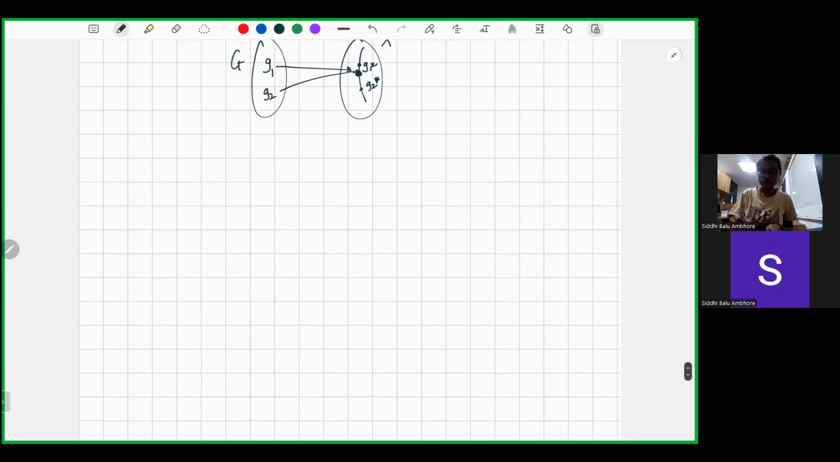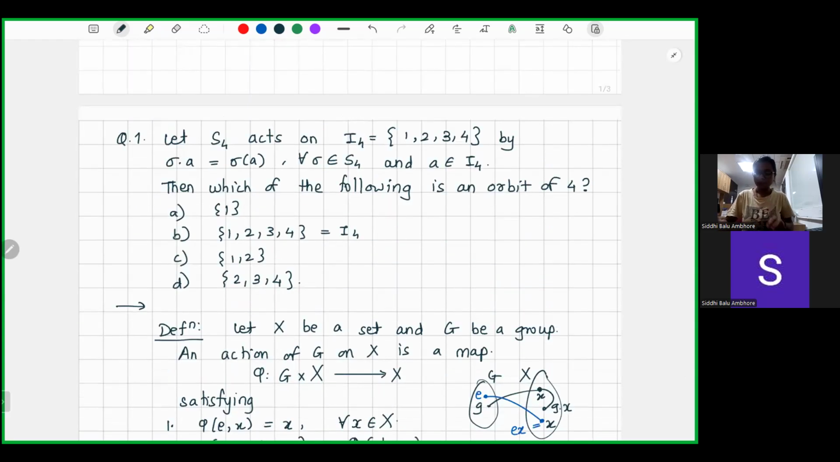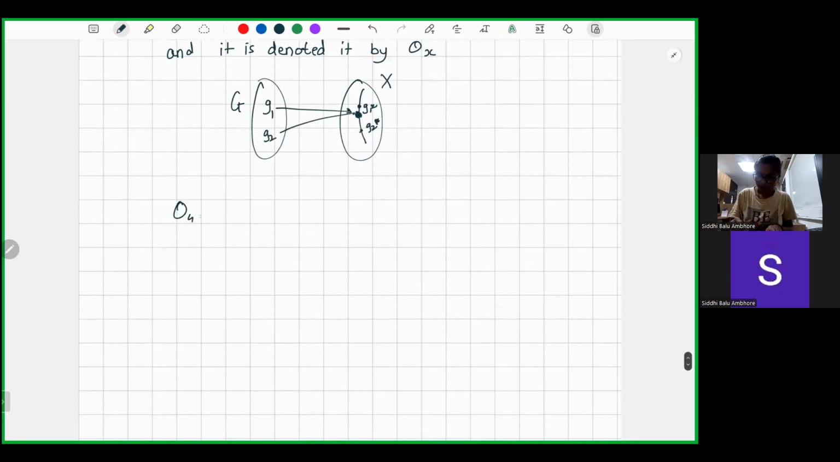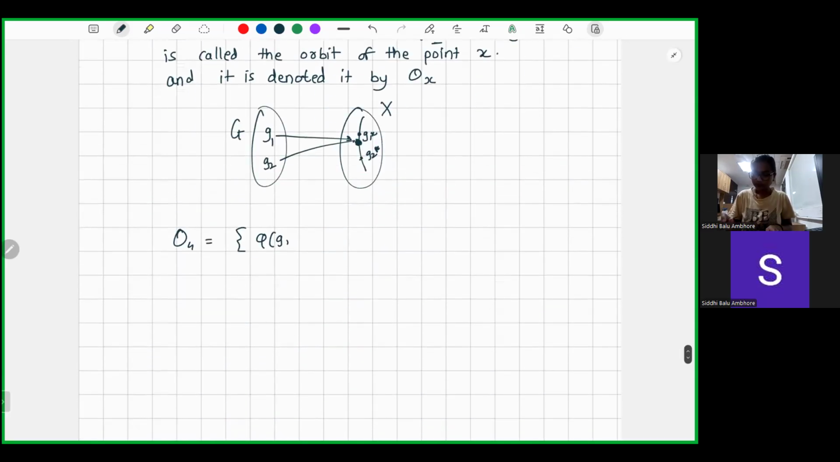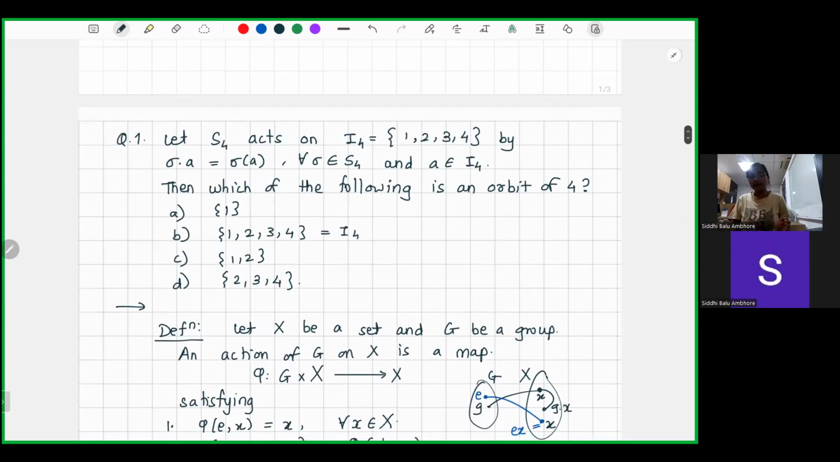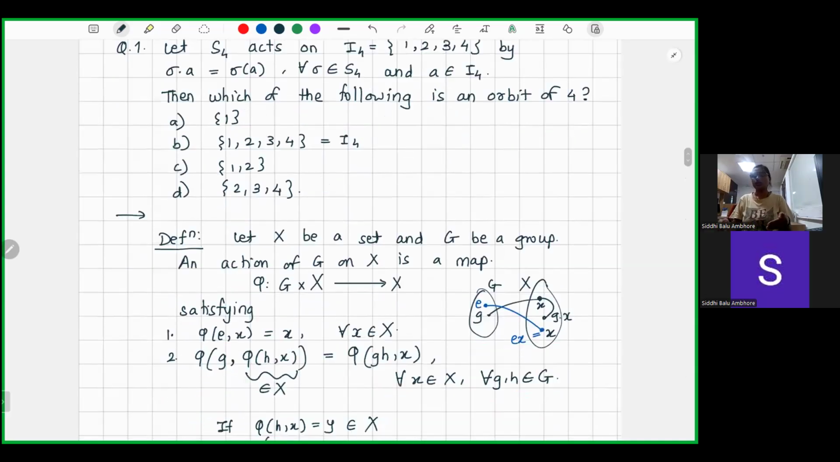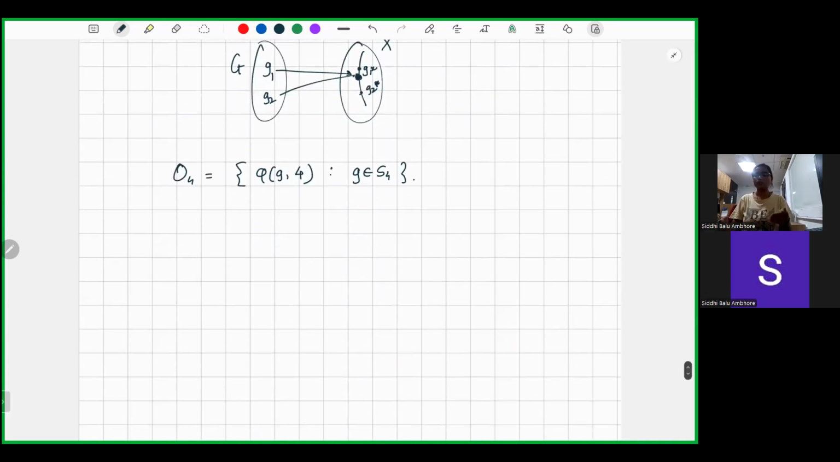Okay, so we have to find now the orbit of 4. And then the orbit of 4 is what? It is phi(g, 4). We want to find it for 4 such that g belongs to S4. And note that the moment I get all the elements of I4, I don't need to check any further. So for example, this is a subset of I4, right?